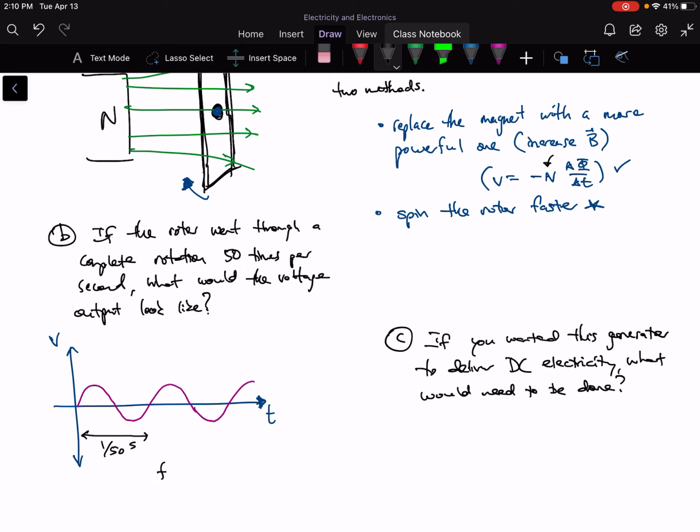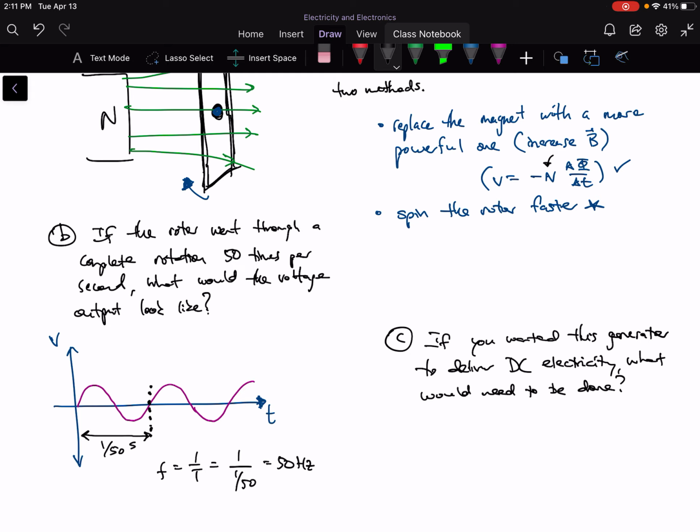That means that the frequency, 1 over the period, is 50 hertz. If you label it like that, that's fine, just with the arrow indicating the amount of time. But you need some indication that you understand that there's a direct link between the rotation and the frequency of the AC electricity that comes out.